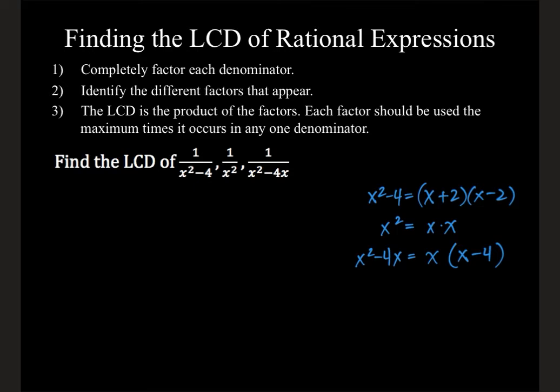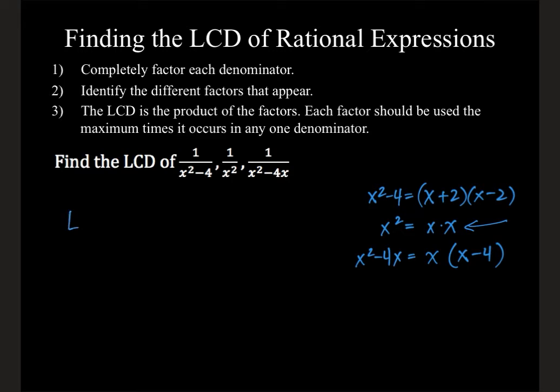And what this means is really that, for example, if I look at the factor x, it appears in both x squared and x squared minus 4x as one of the factors. But for my LCD, I have to list it as x squared because that's the most times it occurs in every one. So your LCD should be divisible by each of your original denominators. So x squared cannot go into x, but it can go into x squared. So I need to keep that x squared there.